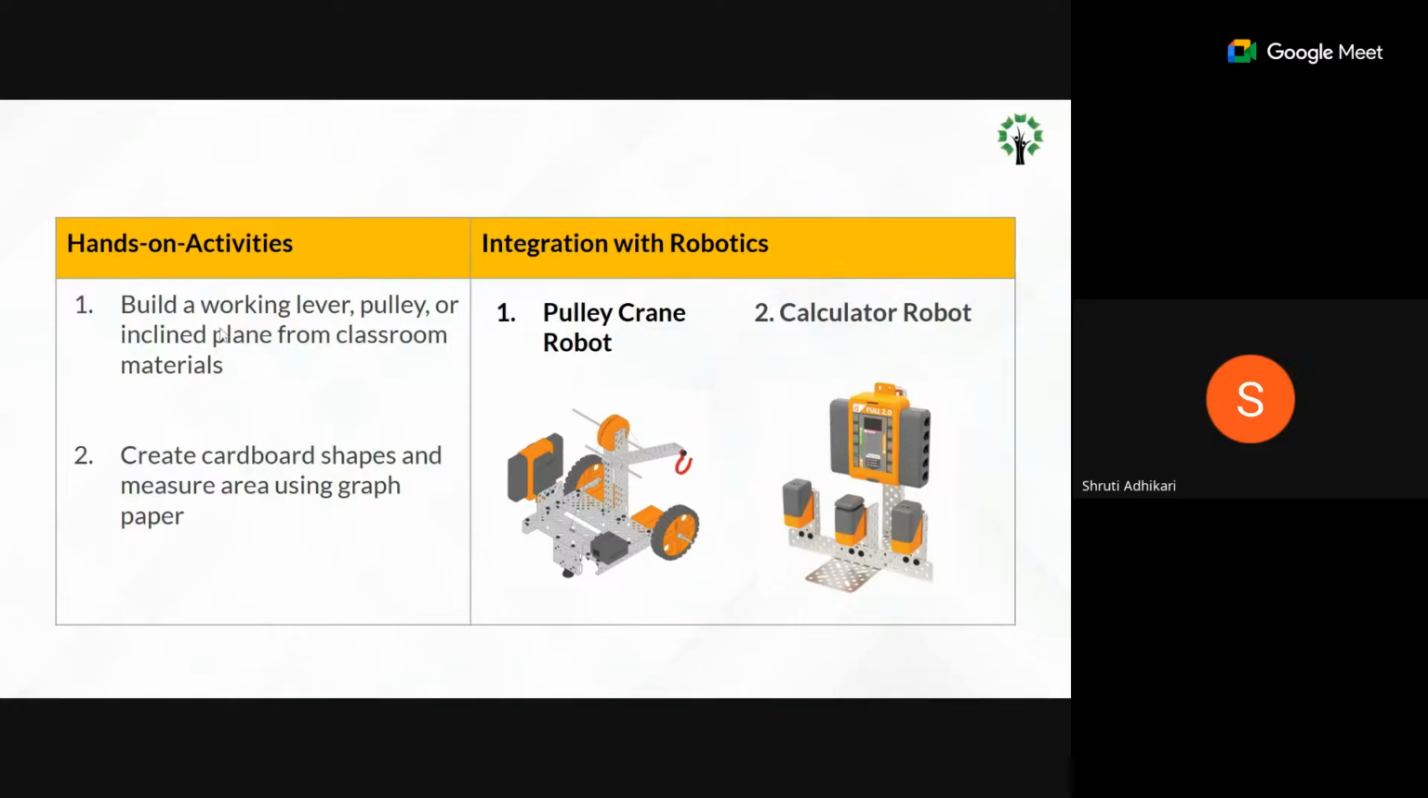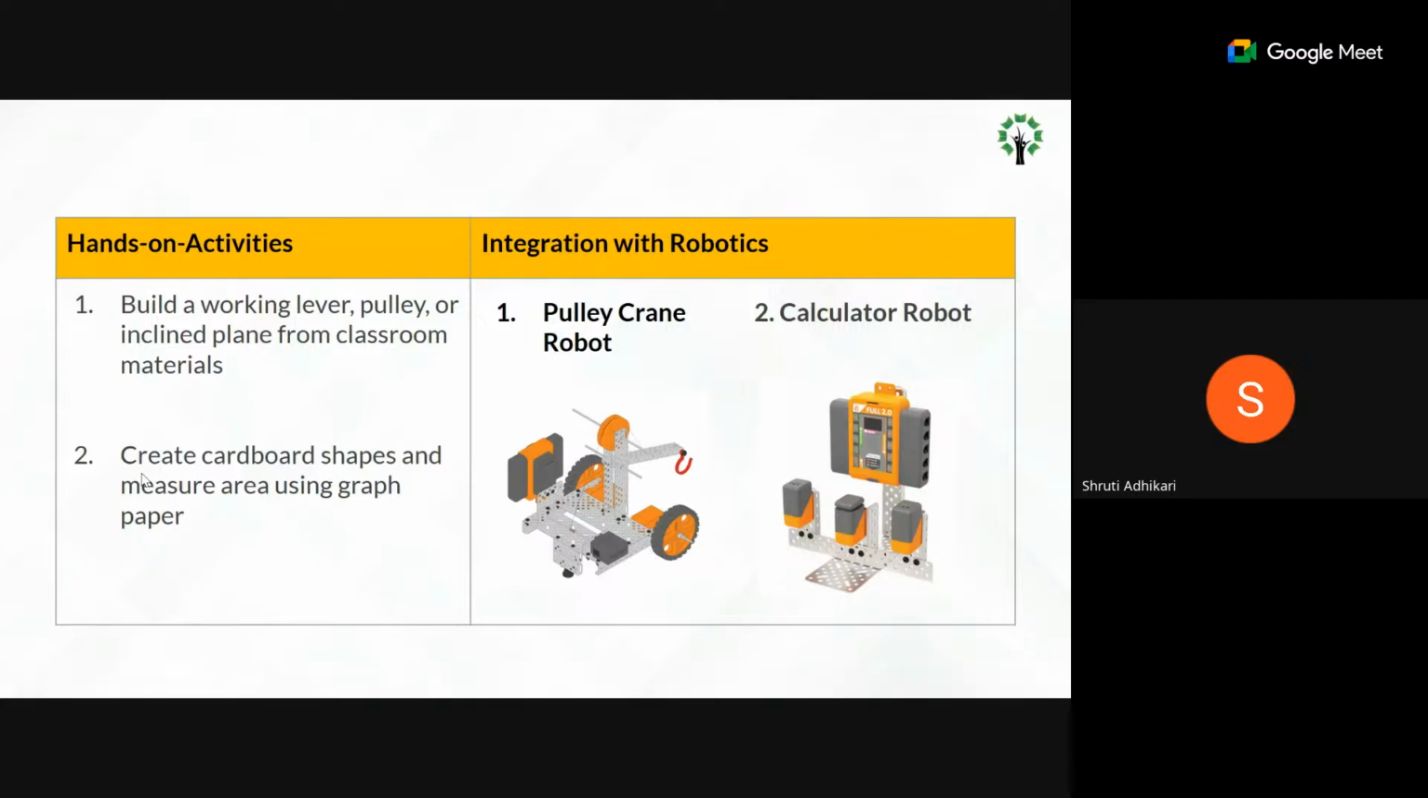So here the hands-on activities are like building a working lever, building a pulley or inclined plane from classroom materials. Here the students can actually create a pulley crane robot. They can see how the pulley is working, by programming the microcontrollers or with the help of a manual remote control.